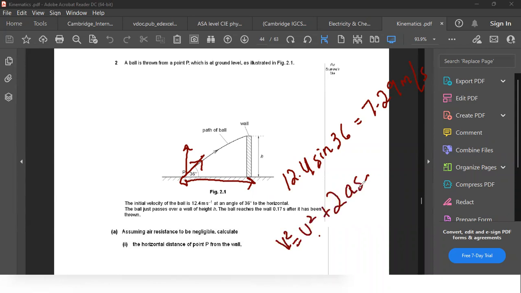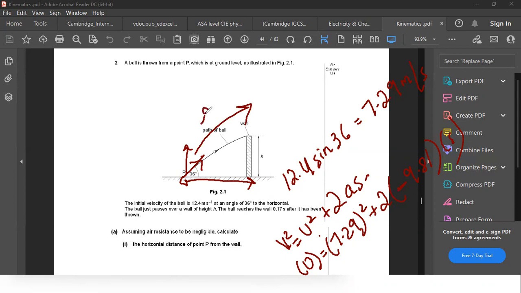I think I know where you're going wrong. Your v squared is 0. Your u squared is 7.29, and the acceleration will be negative 8.1. You need to be careful about your signs for acceleration because you're throwing the ball upwards. When you're throwing the ball upwards, you're going against gravity. So the acceleration will be negative 9.81. When it's coming back down, it's going to be positive 9.81. If you take negative 9.81, you'll probably get a different answer.